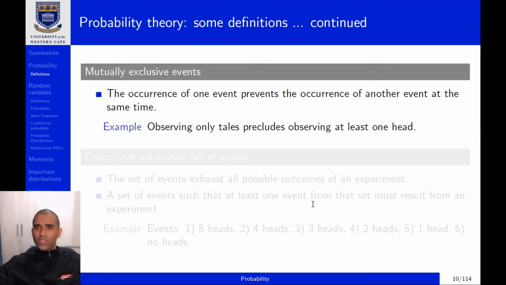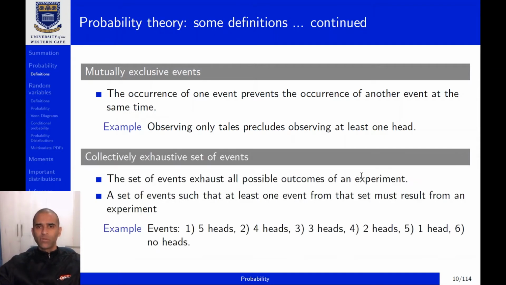Events can be mutually exclusive, which is when the occurrence of 2 events simultaneously is not possible. So in our 5 coin flip example, it is not possible to observe only tails while also observing at least 1 head. If you observe tails only, it necessarily means that you did not observe at least 1 head, and vice versa. So these are mutually exclusive.